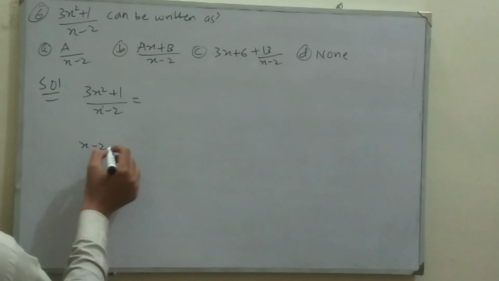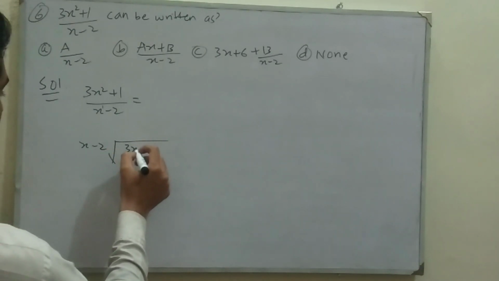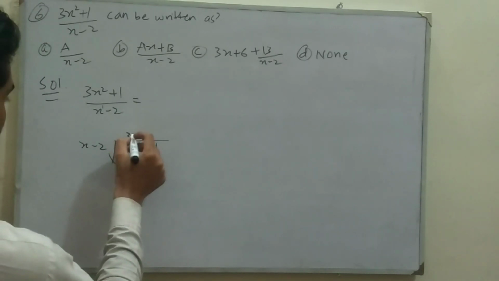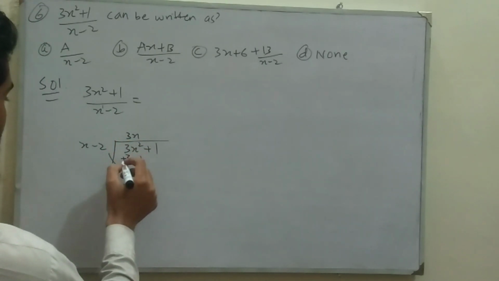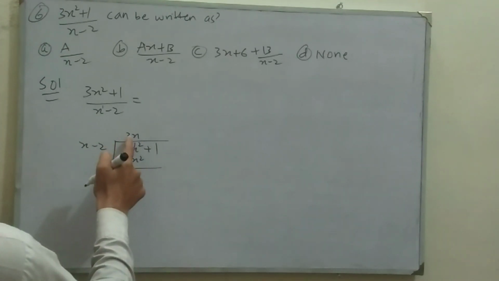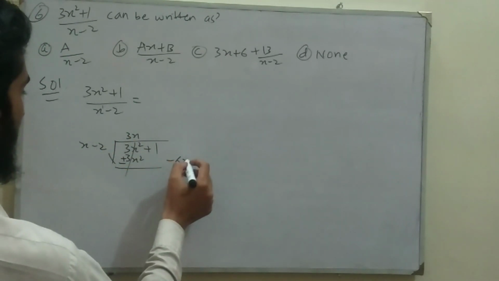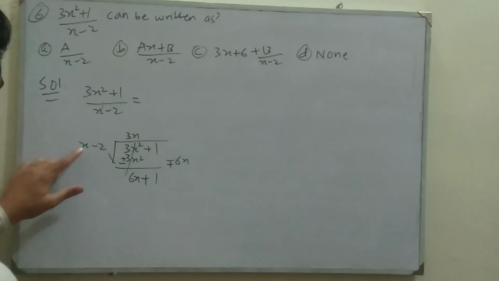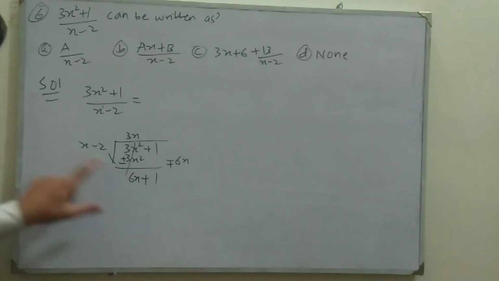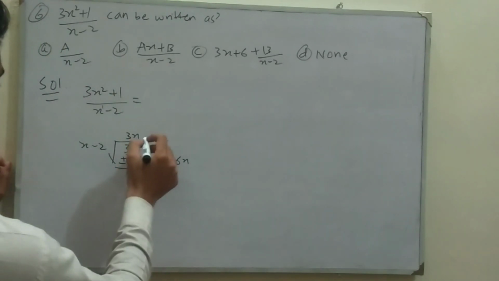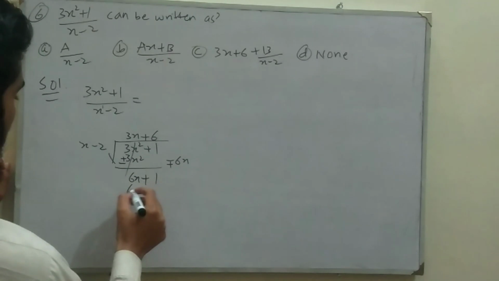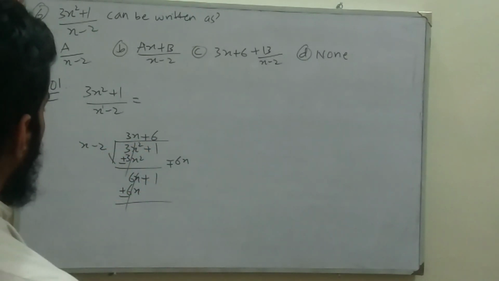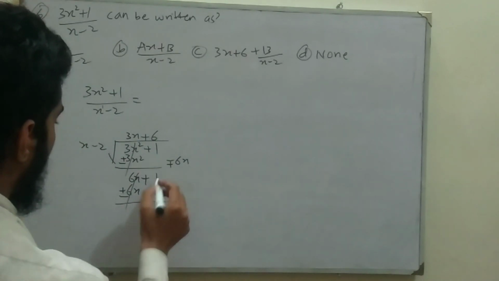So x minus 2 goes outside, with 3x squared plus 1 inside. x multiplied by 3x gives us 3x squared. Minus 2 multiplied by 3x gives us minus 6x. So the sign will change, it becomes 6x and plus 1. Now x multiplied by 6 gives us 6x. So the sign will change, and minus 2 multiplied by 6 gives us minus 12. The sign will change, it becomes 13.